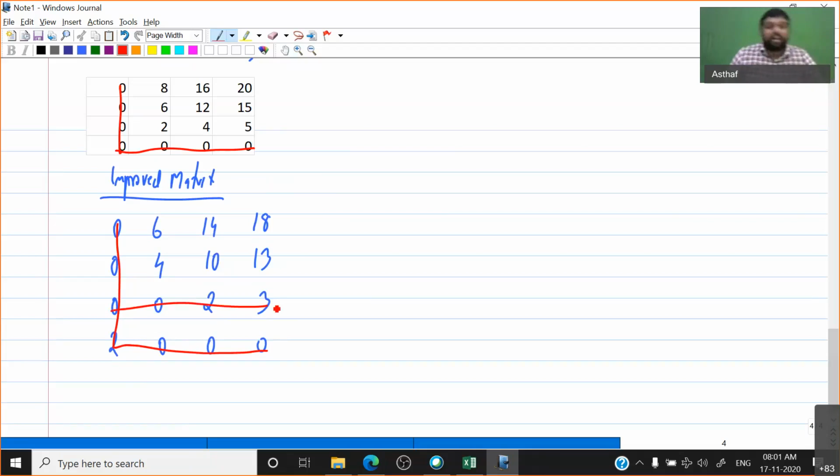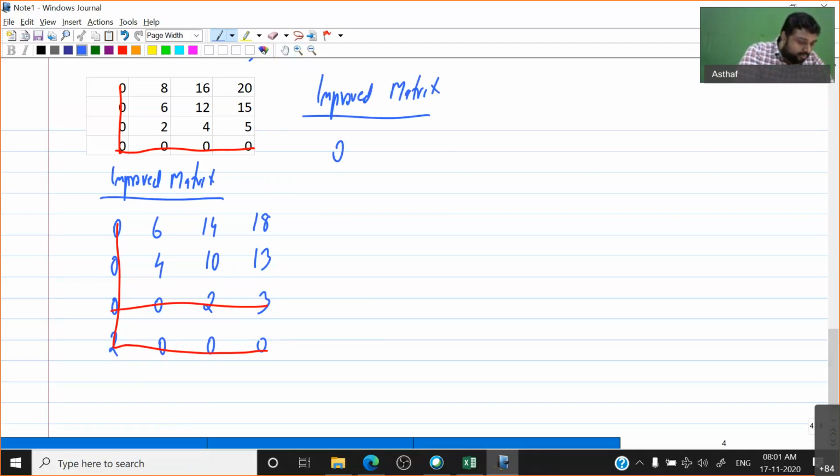If you go here, rows and columns, we have 4, but we have crossed all the 0s with 3. So what do we have to do? Again we have to go with what? Improved matrix. So what is the improved matrix? Now the lower number is 4.